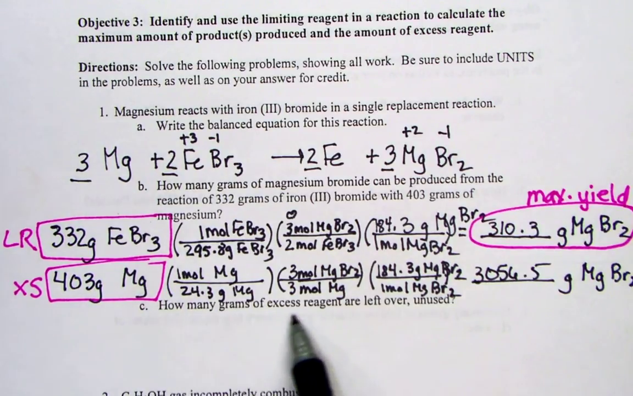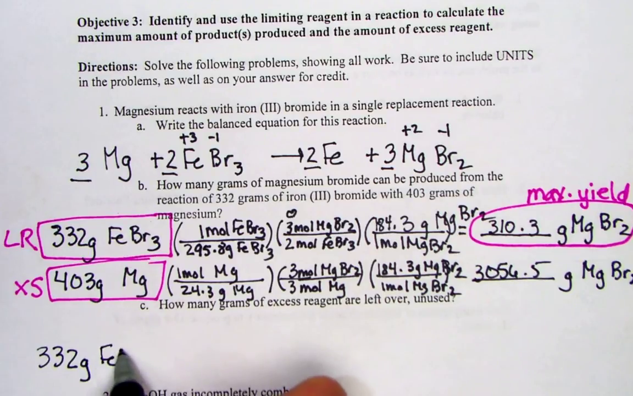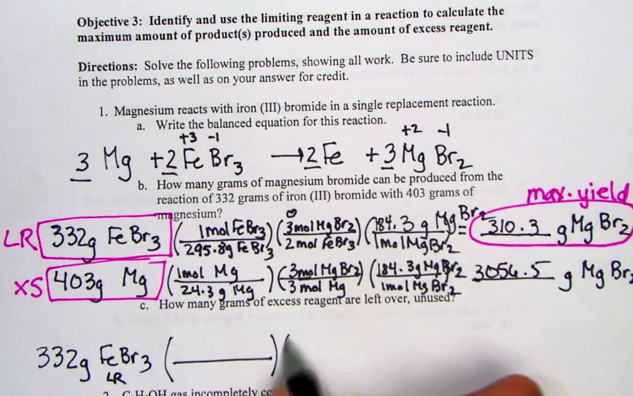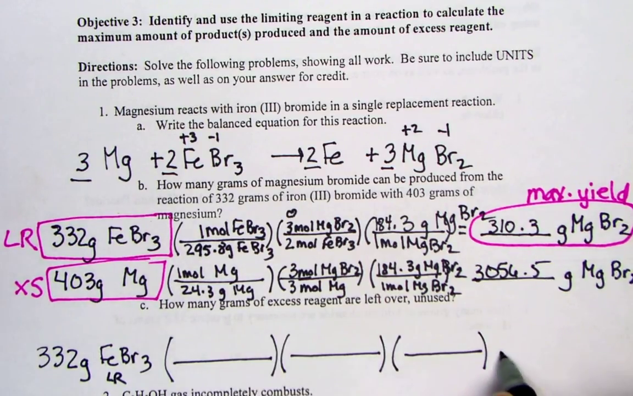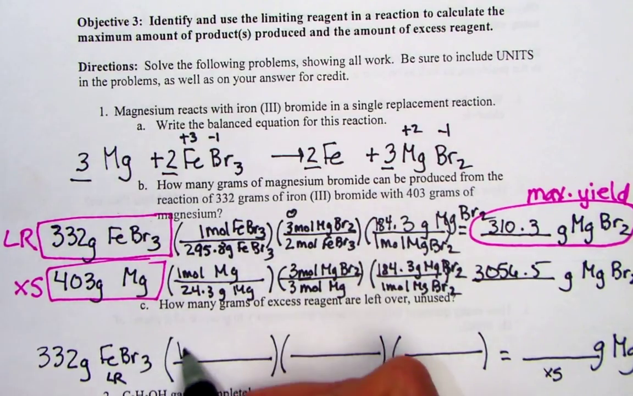When we determine the grams of excess reagent left over, we start the problem, as always, with the limiting reagent, 332 grams of FeBr3. Start with the limiting, and we want to target the excess reagent. I like to target that in the same unit it was given so that we can subtract like units. The excess reagent was reported in grams. Let's make that our target, Mg. That way when we find how many grams were used, we can subtract it from the 403 we started with. So start from the limiting and go to the excess, the 3 steps to stoichiometry.